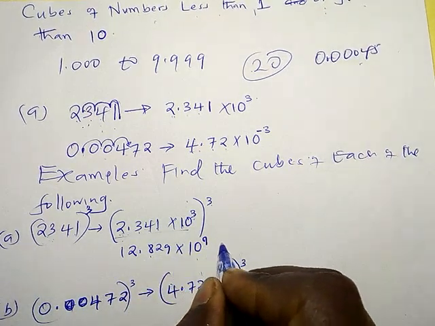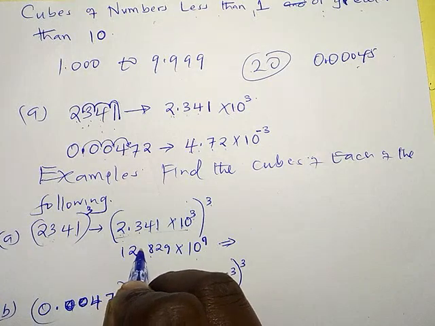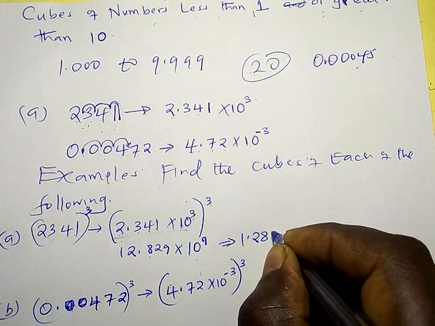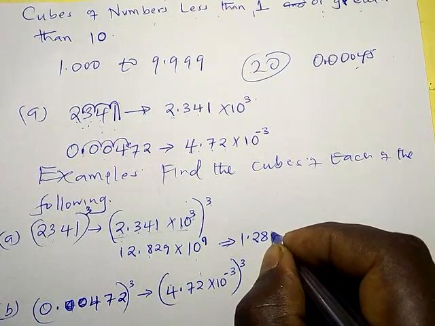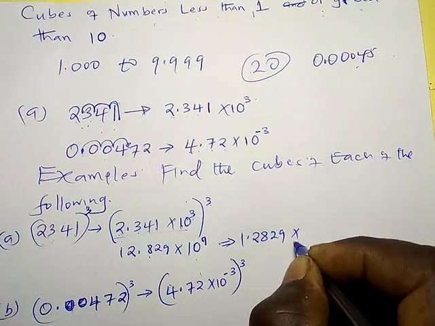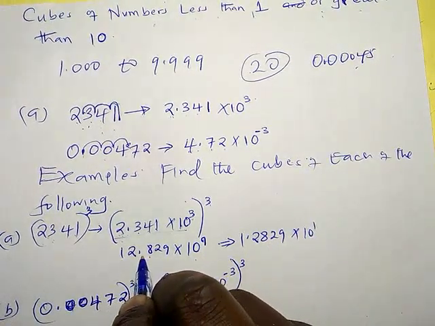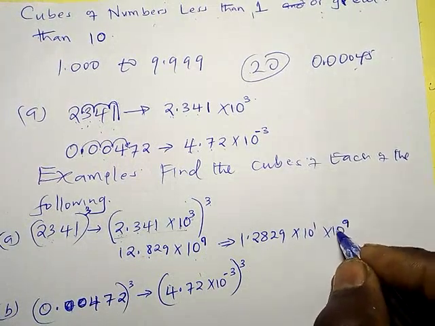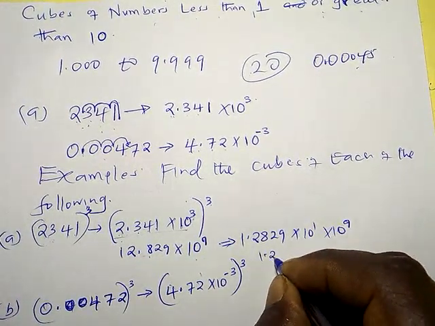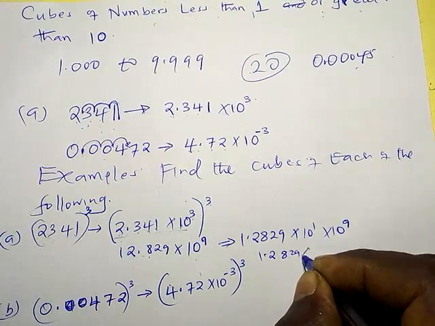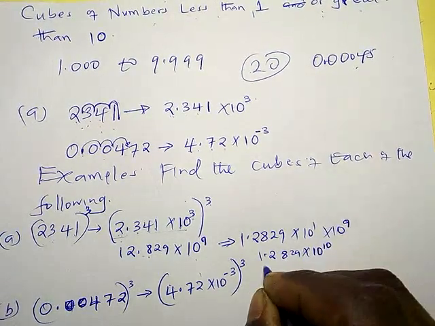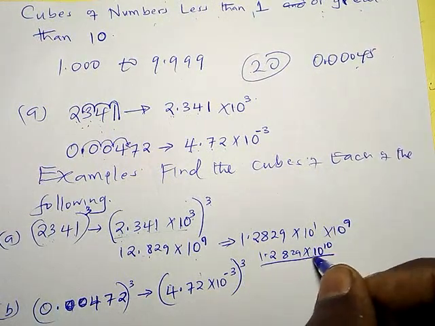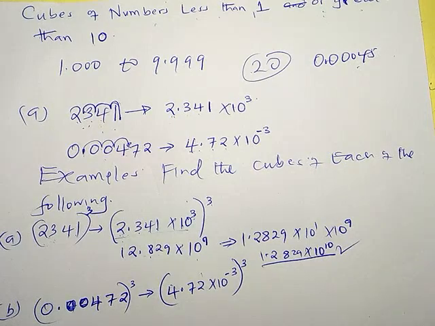If you want to leave it in standard form, it implies that 12.829, written in standard form, is going to give you 1.2829 times 10 raised to power 1. That is this number only. And then we have times 10 raised to power 9. So this and this will give you a total of 1.2829 times 10 raised to power 10. So this is the answer, because writing this number out will give you a very long and very big number. Therefore, it is okay to leave it in standard form.